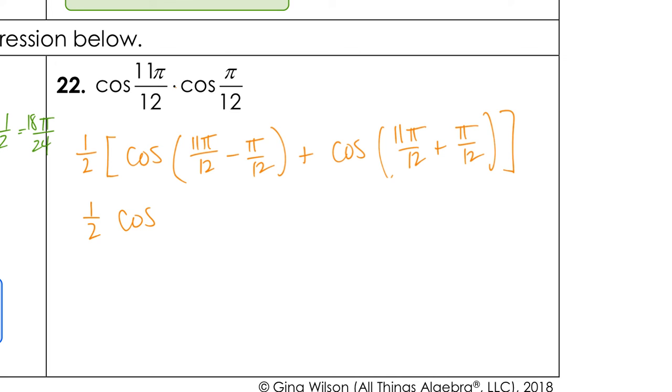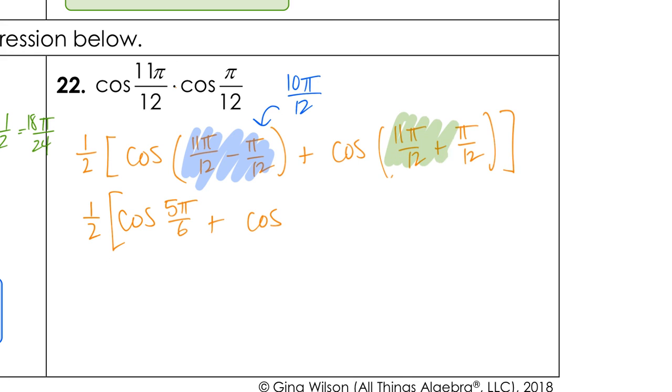Okay, so that first set of parentheses, 11 minus pi, that's going to be 10 pi over 12, but we're going to simplify that as much as we can. So it's going to turn into a 5 pi over 6 plus cosine. Same thing here. 11 plus 1 is going to give us 12. So 12 pi over 12 is just pi.